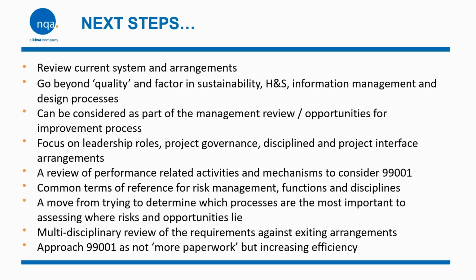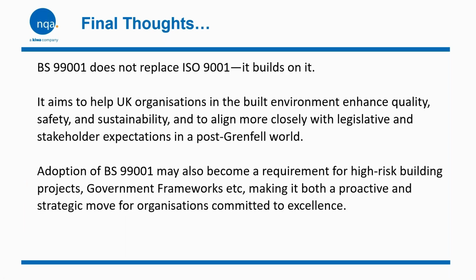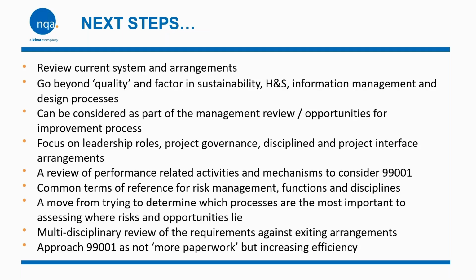What I'd advise is to review your current system and arrangements, go beyond quality and factor in sustainability, health and safety, information management and design process. Consider bringing it into the management review and opportunities for improvement process. It focuses on leadership, project governance, disciplines and project interface arrangements. Look at performance-related activities and mechanisms to consider 99001. Look at common terms of reference for risk management. It's a multidisciplinary review of the requirements against current arrangements. And the approach for 99001 is not about more paperwork, but about increasing efficiencies.